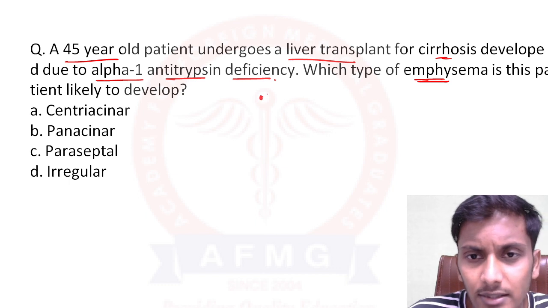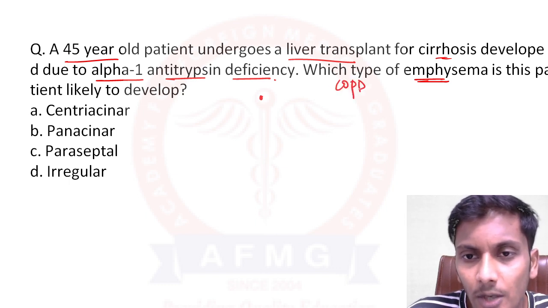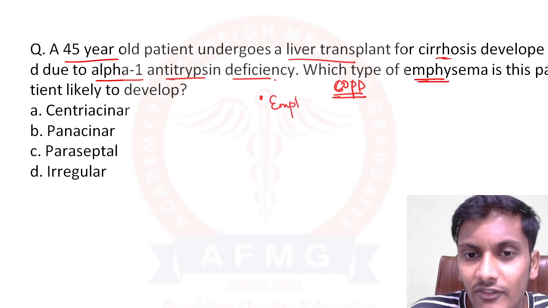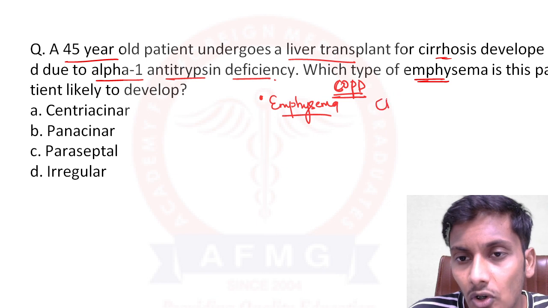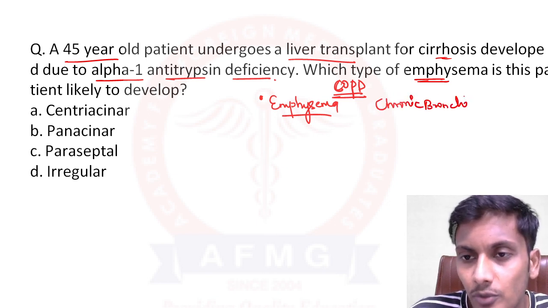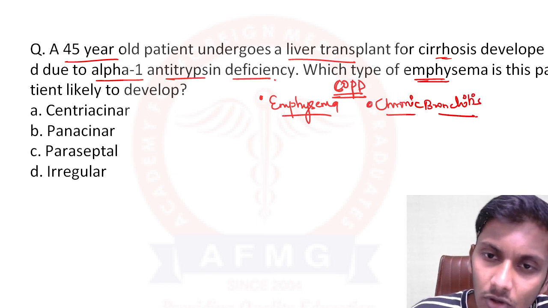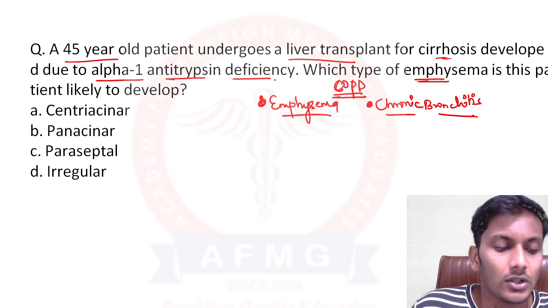About emphysema. As we all know, COPD or chronic obstructive pulmonary disease has two components in it. First is your emphysema. It manifests as emphysema, or it can also manifest as your chronic bronchitis. So these are the most important two features of COPD. Either it would manifest as emphysema or as chronic bronchitis. So what is emphysema?